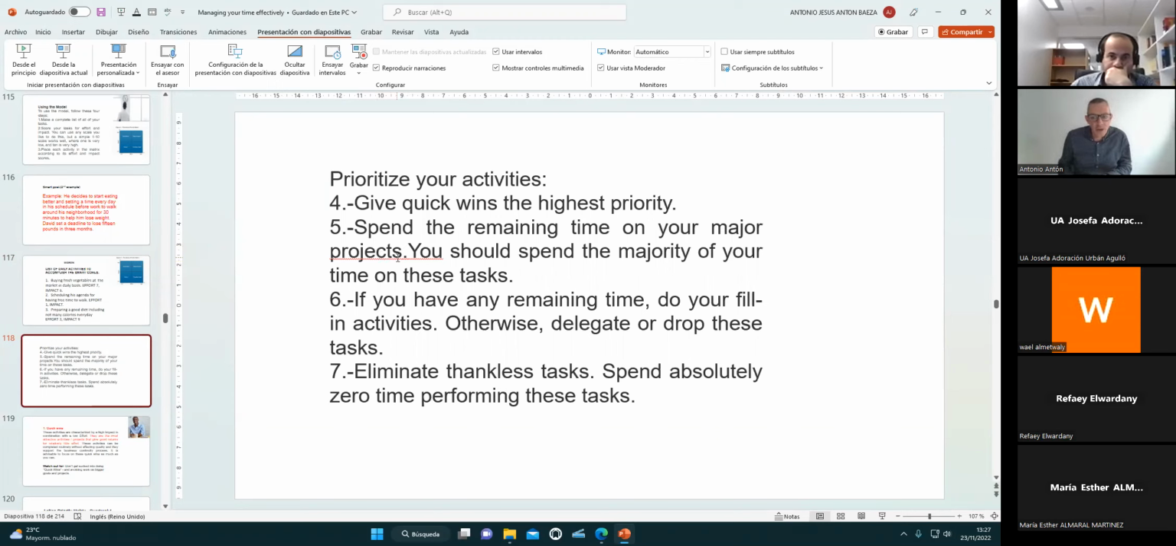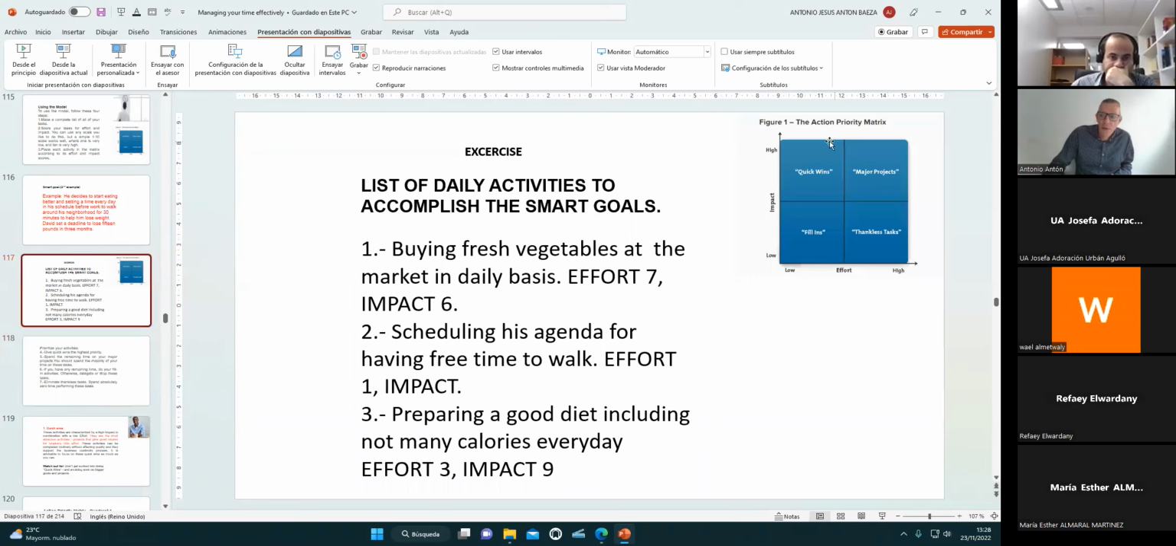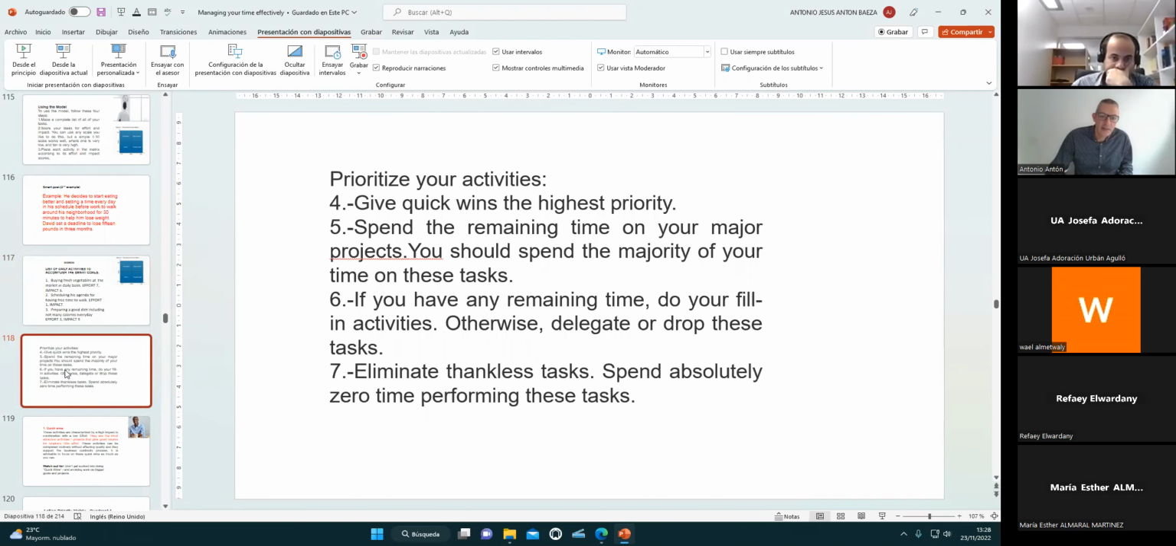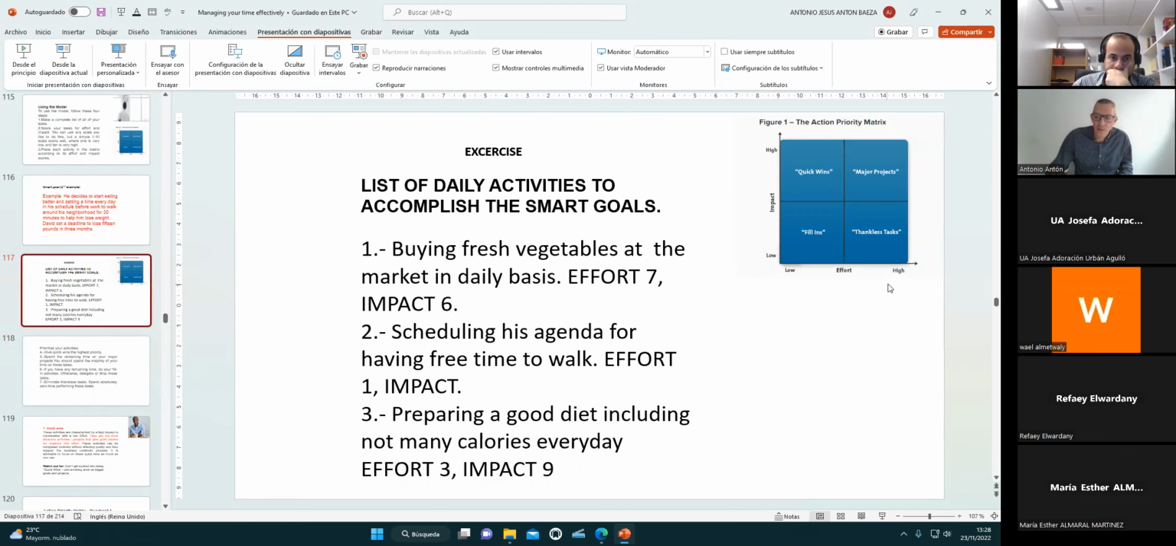Spend the remaining time on your major projects, and then with any remaining time, you need to share it with the other activities, the fill-in activities. In terms of time, you need to focus on quick wins first. The second will be major projects. You have limited time, limited minutes, limited hours. You need to divide it. First, the maximum is in quick wins. The second, the major projects, and the third, the fill-ins. So that's the idea to understand it. Eliminate the less useful tasks. Spend absolutely zero time on these activities. The activities that involve high effort but have very low impact, forget it.